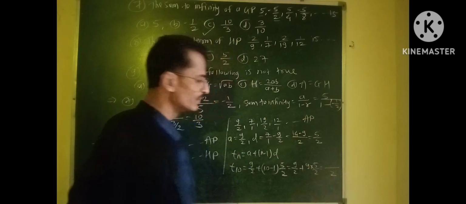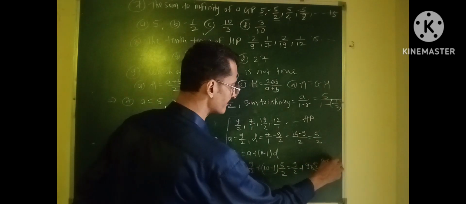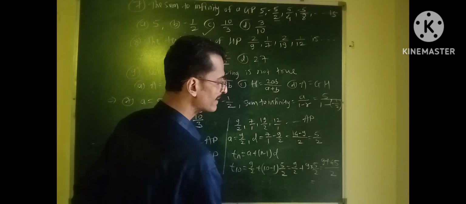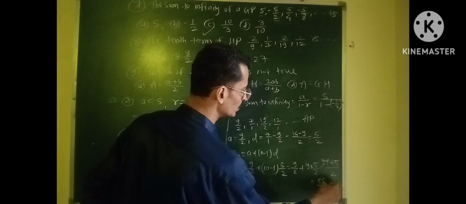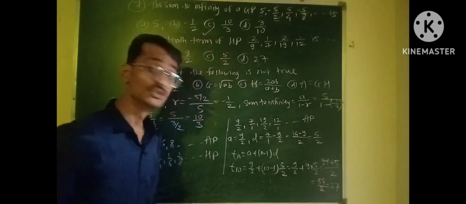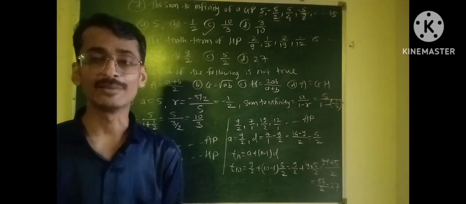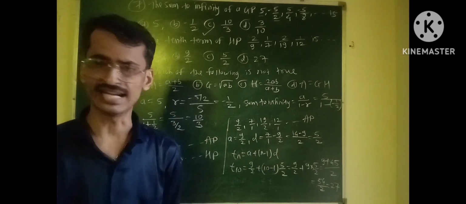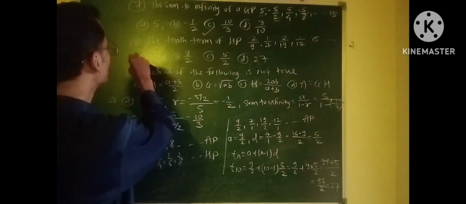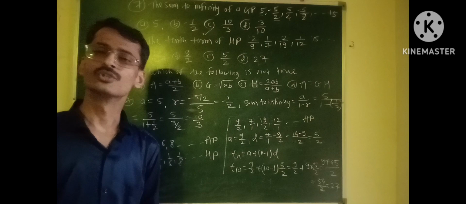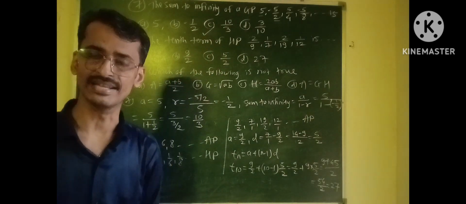Base is same 2. So add these numerators, 9 plus 9 4s are 45. So 45 plus 9 is 54 upon 2, and that is what? 2 2s are 4, 2 7s are 14. So 10th term of AP is 27. So what is the 10th term of HP? Reciprocal of that. That means 1 by 27. So 1 by 27, answer is A. Okay. So the 10th term of HP is 1 by 27.